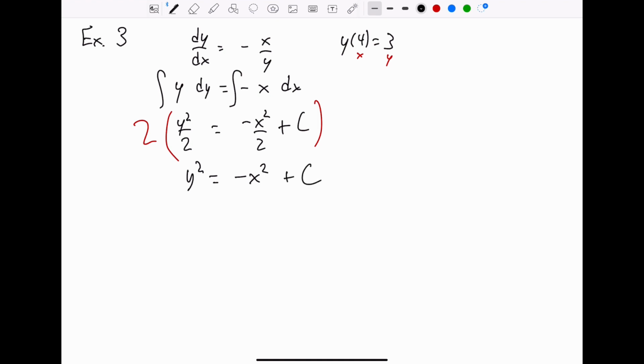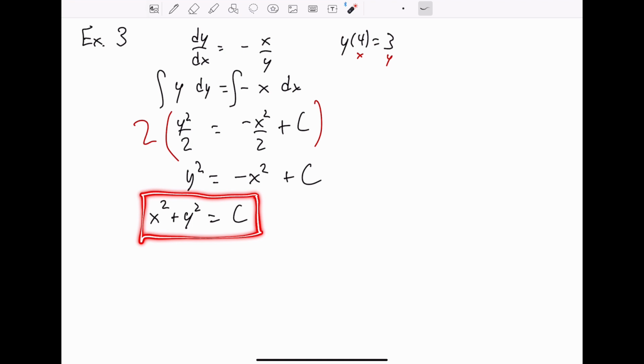So I could continue to solve for y. I could take the square root of both sides. We'd have plus or minus. But for this one, I'm going to write the general solution as x squared plus y squared equals c. Does this equation look at all familiar? This is the equation of a circle centered at the origin with the radius of the square root of c.